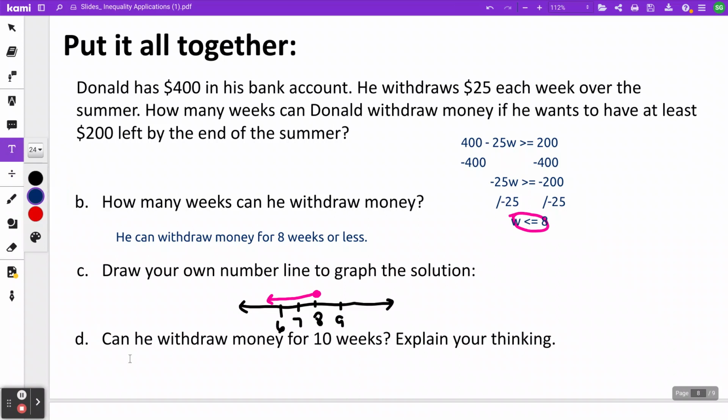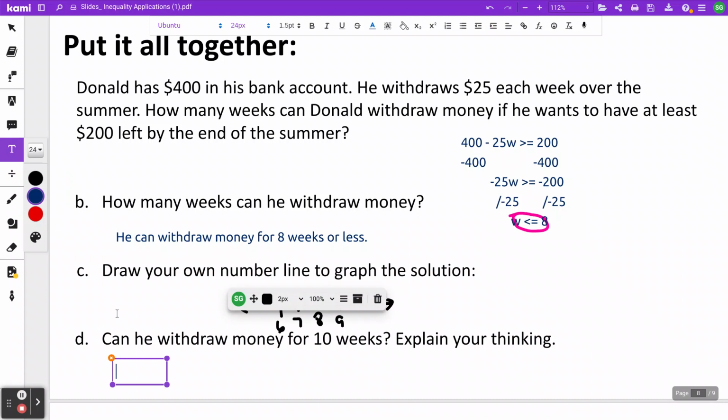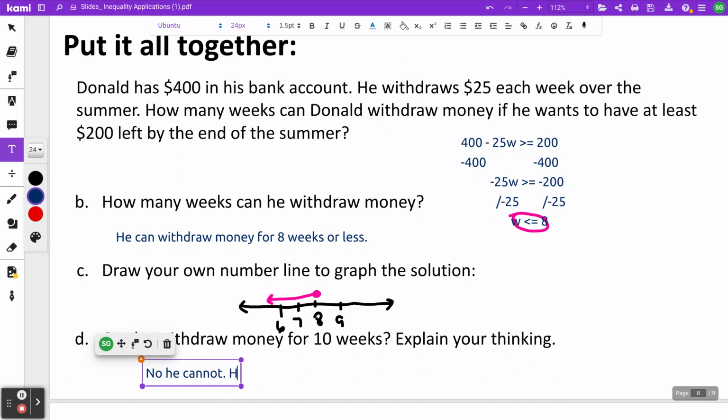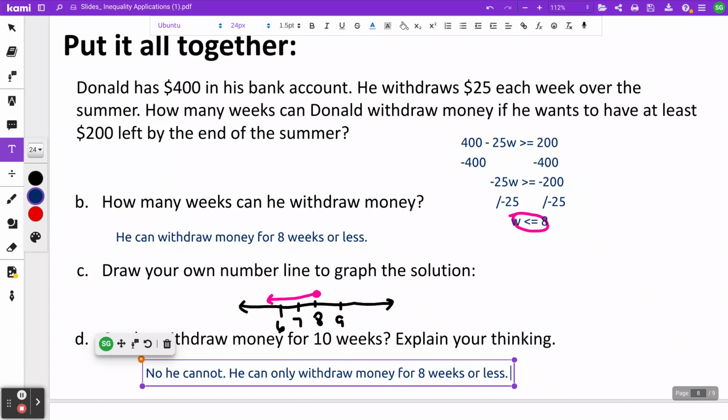What did you say? Well, we're shading all of the possible answers on our number line. So if I could see my number line, I'm seeing that pink arrow says 8 or 7 weeks or 6 weeks, but it does not have 10 weeks shaded in. And our solution over here is saying the number of weeks is 8 or less. So my answer is going to be no, he cannot. He can only withdraw money for 8 weeks or less. That would be a perfectly good answer.